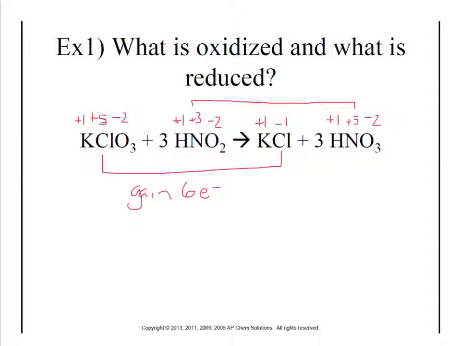And nitrogen, on the other hand, increased its number, so it went from +3 to +5. It's hard to think about, but it's actually losing electrons because it's losing negatives. So it lost 2 electrons. So then who is oxidized and who is reduced? OIL RIG. Oxidation is loss, so that means that nitrogen was oxidized, and chlorine, reduction is gain, so it was reduced.